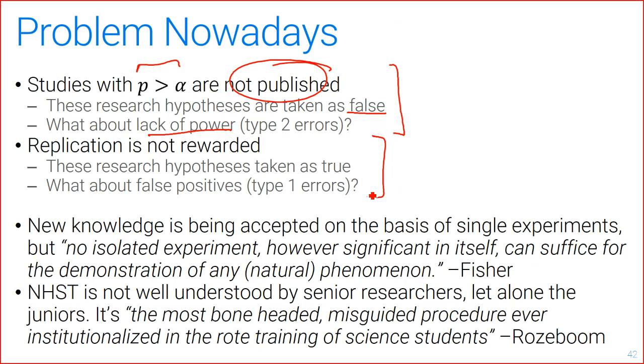And so new knowledge is being accepted on the basis of single experiments. And as Fisher said, no isolated experiment, however significant in itself, is going to be enough for demonstration of any natural phenomenon. We need to go and replicate experiments to see how often we observe this extreme data. And the null hypothesis significance testing framework is not really well understood by senior researchers, so let alone by junior researchers or students. And this is a problem that we see very often in things like master theses. As someone said, it's the most boneheaded, misguided procedure ever institutionalized in the rote training of science students. And everything is about misunderstanding what we really do with the p-values.